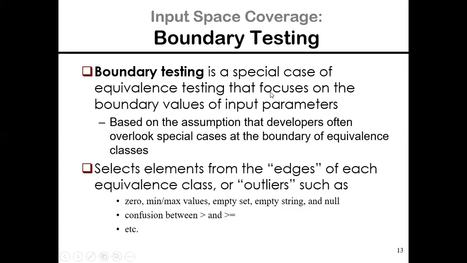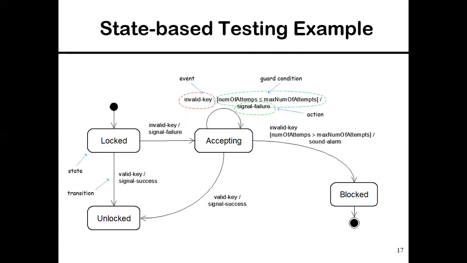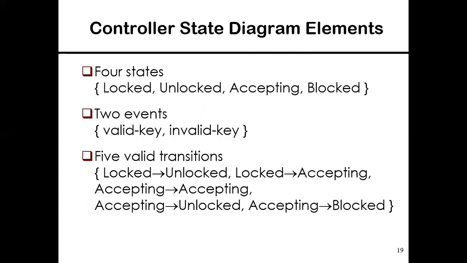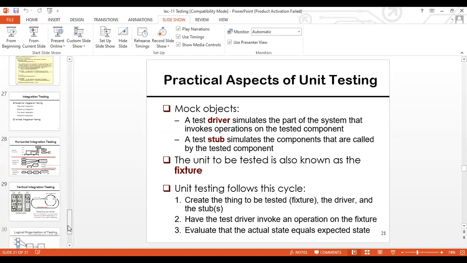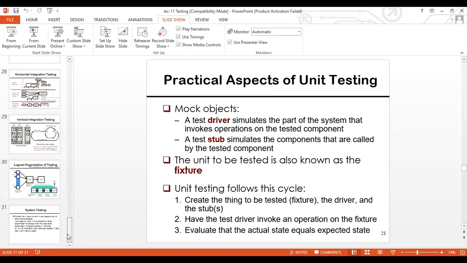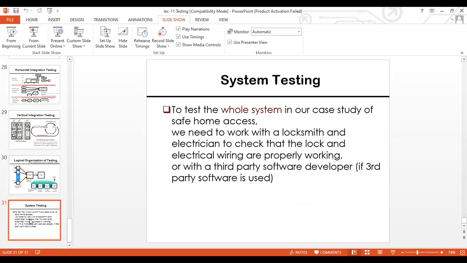So equivalence testing, boundary testing, control for state-based testing, all these are some of the examples of test cases which you could carry out on your software. And you say that testing is a key component used in software quality assurance. Now, what is the difference between software quality assurance and software testing? What is the difference between these two?